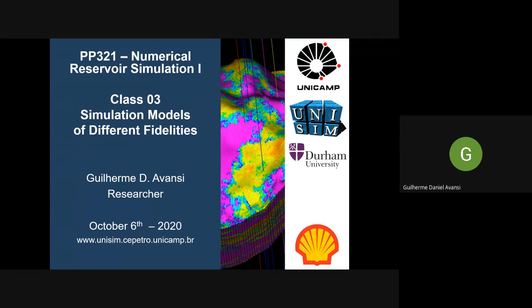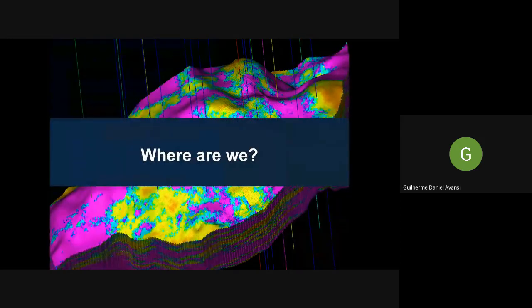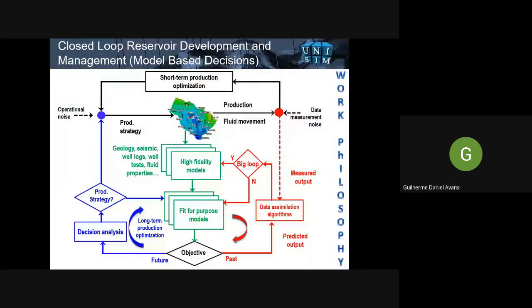So let's start. This is the third class that talks about simulation models of different fidelities. And simulation models is a broad topic that we will discuss by talk. So let's see where we are here. If you can see here, we have this workflow that is the common workflow that our group is using. So Manuel talked about how to build this geological model that we call here high fidelity models. So I'm here in the fit for purpose models.